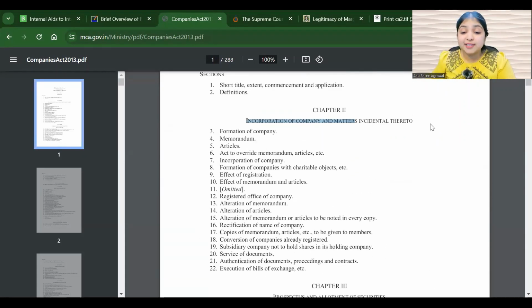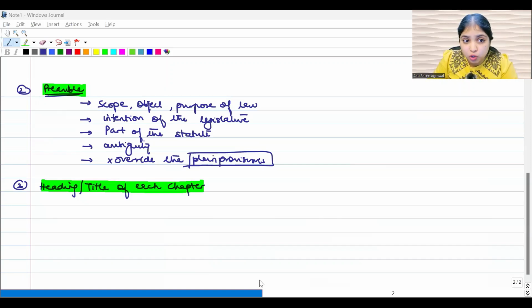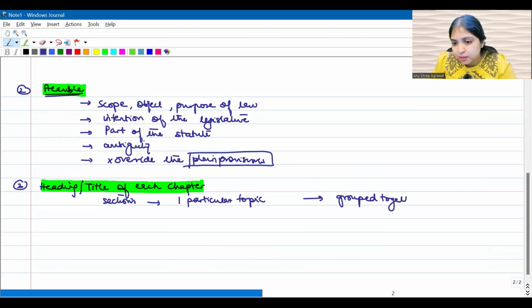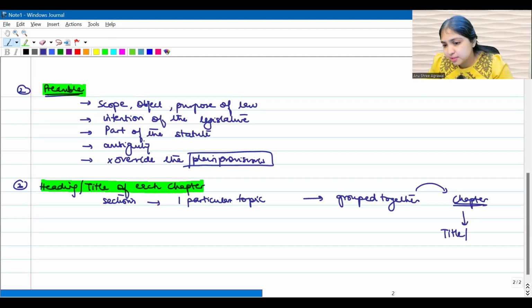No. So what are the points under heading? Point number 1. Let's summarize, guys. Point number 1 is that all sections which belong to one particular subject, all sections which are relating to one single topic, they are arranged, they are grouped together under one single chapter. They are grouped together in the form of chapters. And this chapter is given a name, this chapter is given a title, and this chapter is given a heading.